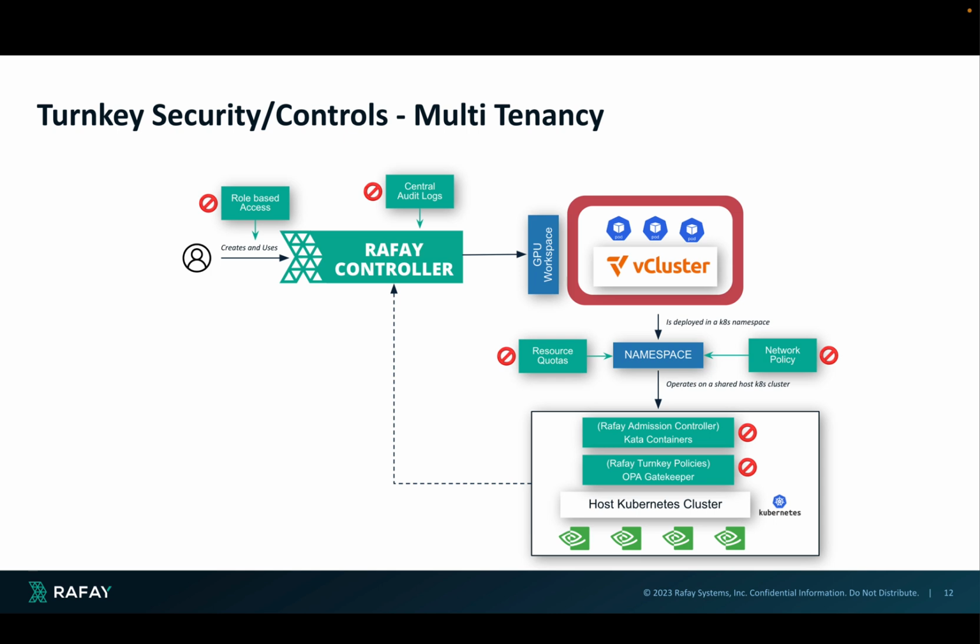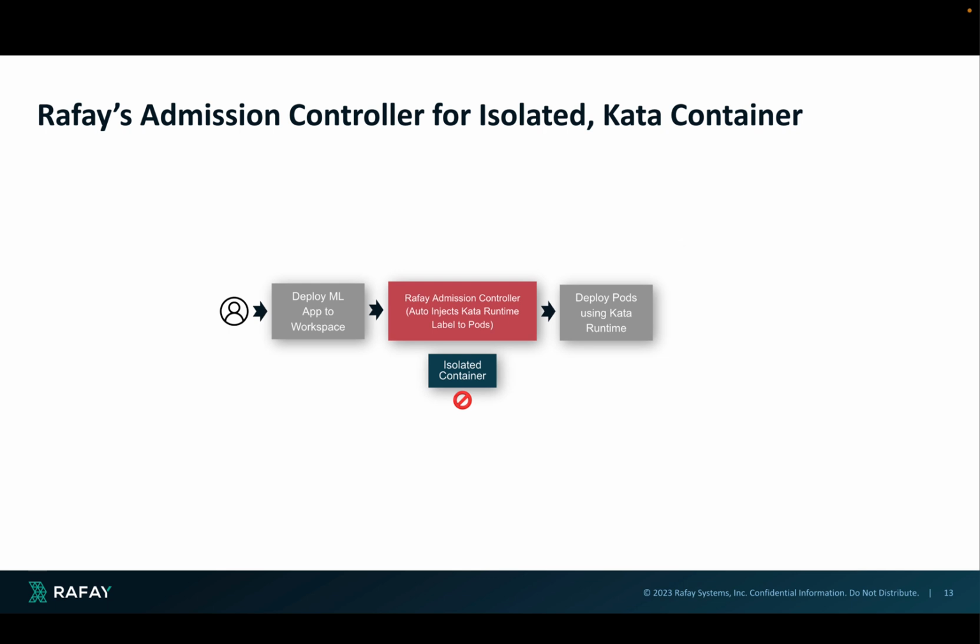Now let's look at a little more about the Rafay admission controller, which is used to auto-enable Kata containers for all resources deployed inside the vCluster. So in this case, the user deploys an ML application to their workspace. And what happens is the admission controller automatically injects the Kata runtime label to all pods belonging to the ML application, which means that they're all deployed as Kata containers using the Kata runtime inside that particular vCluster.